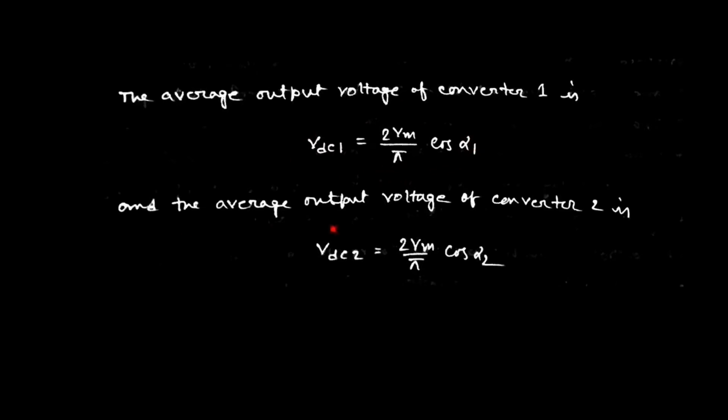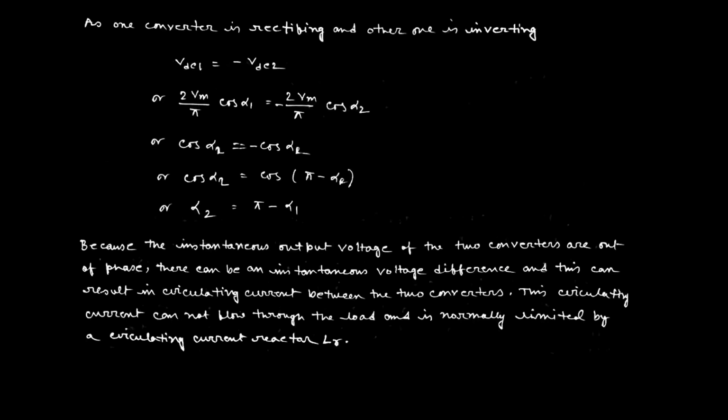Similarly, the average output voltage of converter 2 can be replaced by this equation, that is VDC2 equal to 2Vm by pi cos alpha 2, where alpha 1 is the firing angle for the first converter and alpha 2 is the firing angle for the second converter. As they are connected back to back, the output voltage magnitude can be the same. That is why we can replace the equation, that is for the first converter VDC1 should be equal to minus VDC2.